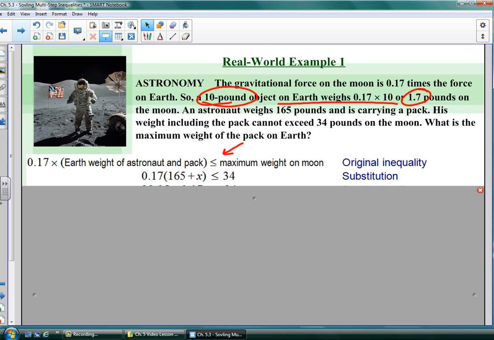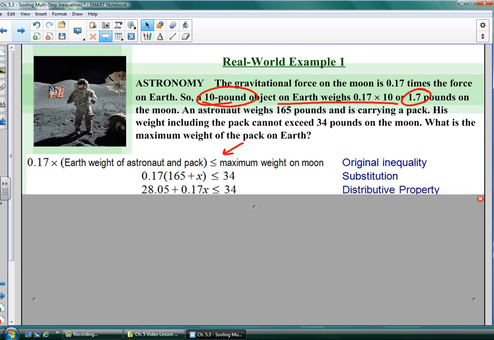So let's keep looking. The first thing we're going to do is substitute in the actual math language for the English. 0.17 is the conversion. 165 pounds is the Earth weight of the astronaut. X is the pack, because we don't know how much that is. And it still has to be less than or equal to 34 pounds, which is how much it would have to be on the moon. Okay, we're going to use the distributive property first, and then after we distribute, we get the next line.